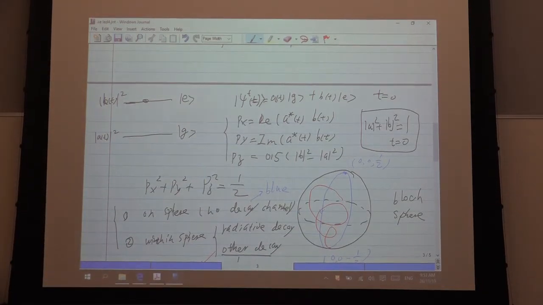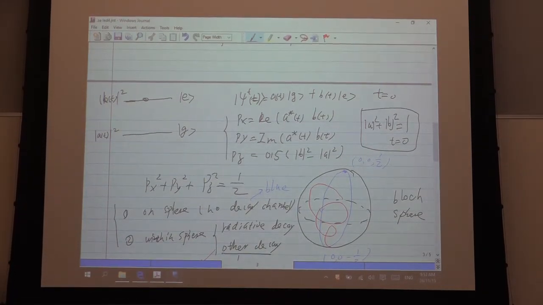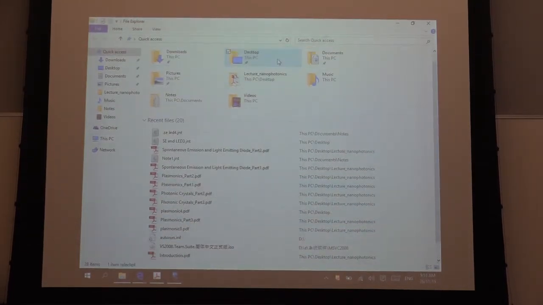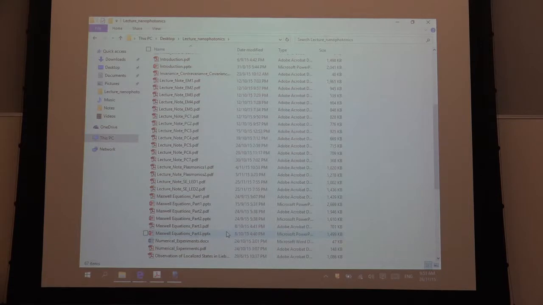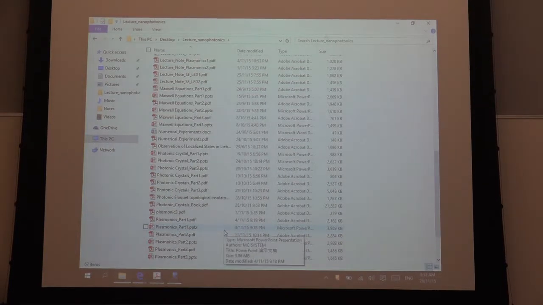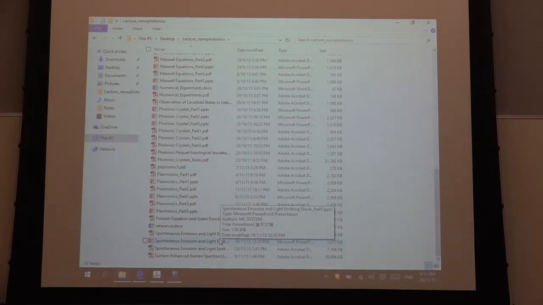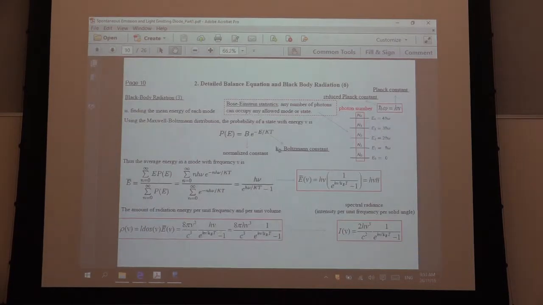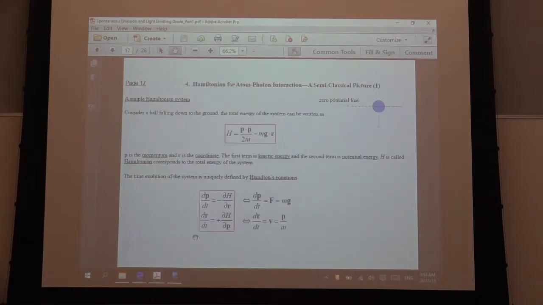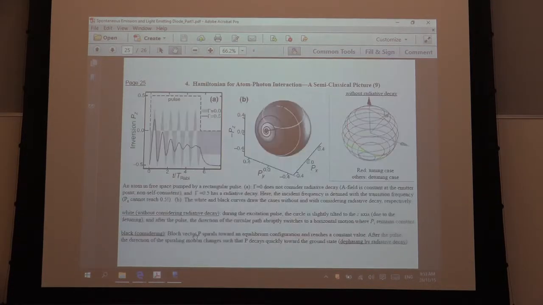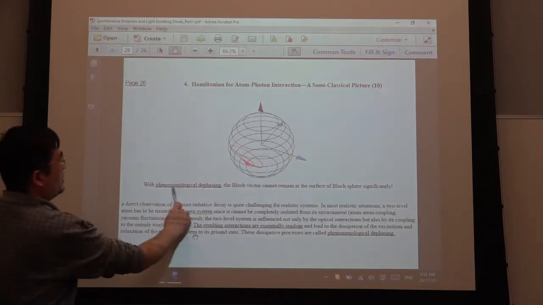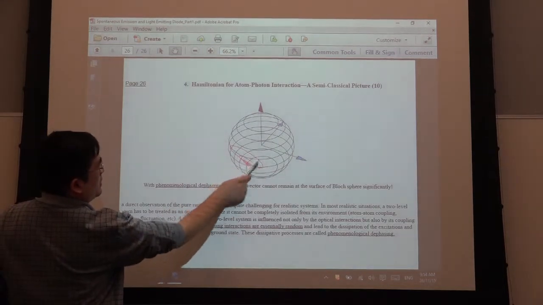I just show this figure. You can see this figure. This is phenomenological dephasing. We call it dephasing. You can see this go down.